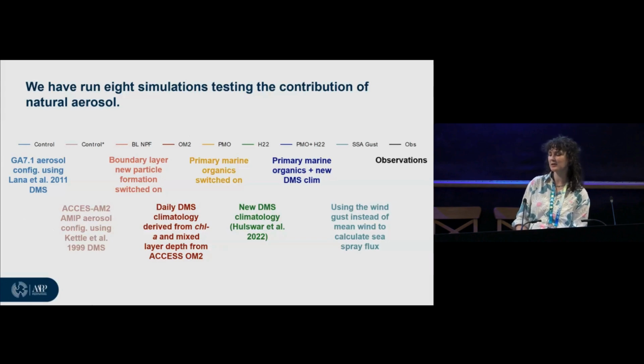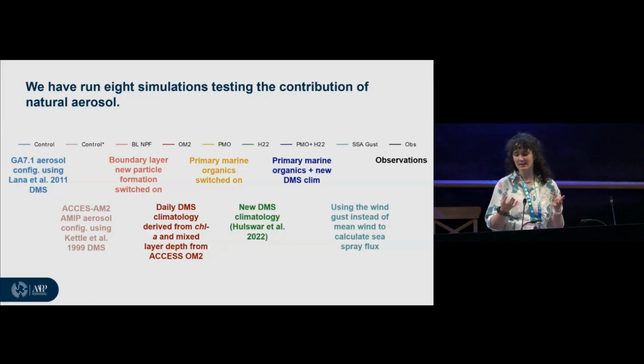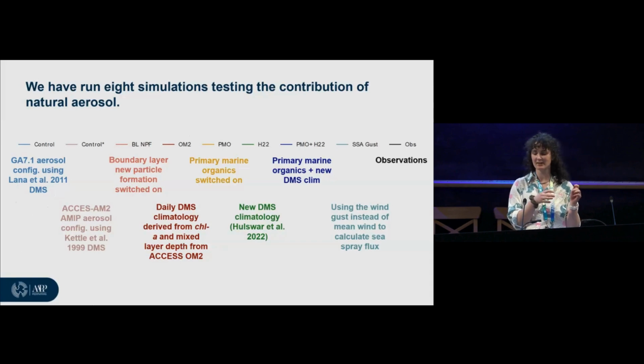I've run 8 simulations. I'm not going to go through all of these because I'm a bit short on time, but basically we have a control run, which uses a GA7 configuration of the model. We have another control run which uses the ACCESS configuration, and the only difference is the dimethyl sulfide climatology. Runs that will stand out are the boundary layer new particle formation, which is basically when a gas, instead of condensing onto an existing particle, condenses to form a new particle in the boundary layer. We turn on marine organics. We test new DMS climatologies. We've tested a climatology with OM2, but I'm not going to go into that. And we've done a combination of the primary marine organics and DMS.